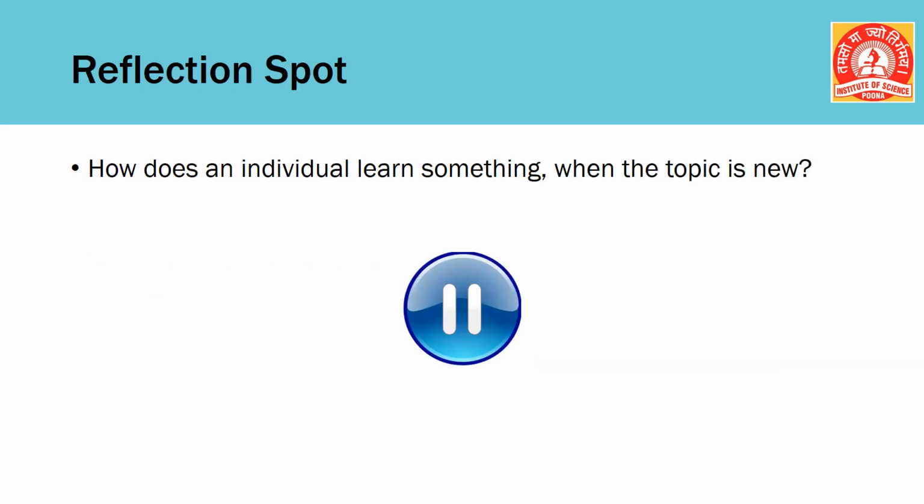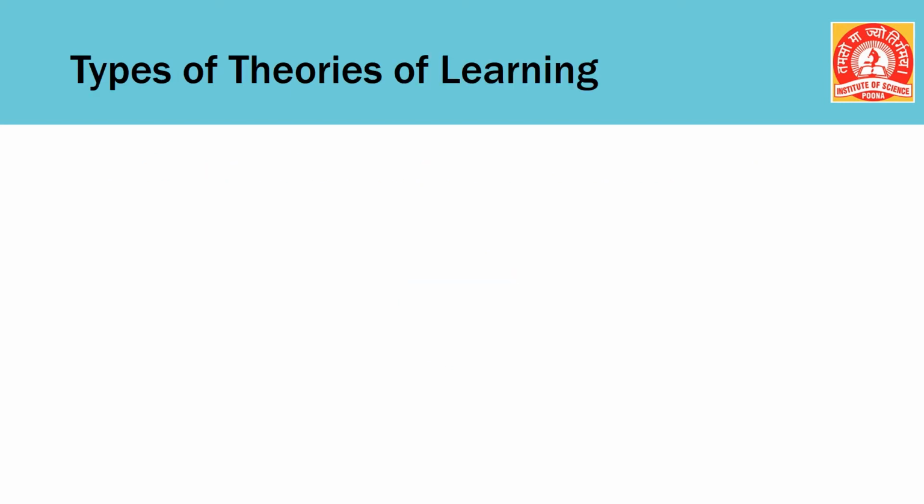Now it is time to think and reflect on the question, how does an individual learn something when the topic is new? Pause the video, note down your answers, and play the video again when you're ready. To answer that question, there are different types of theories that have been developed by various philosophers and psychologists. These theories are categorized in three main types.